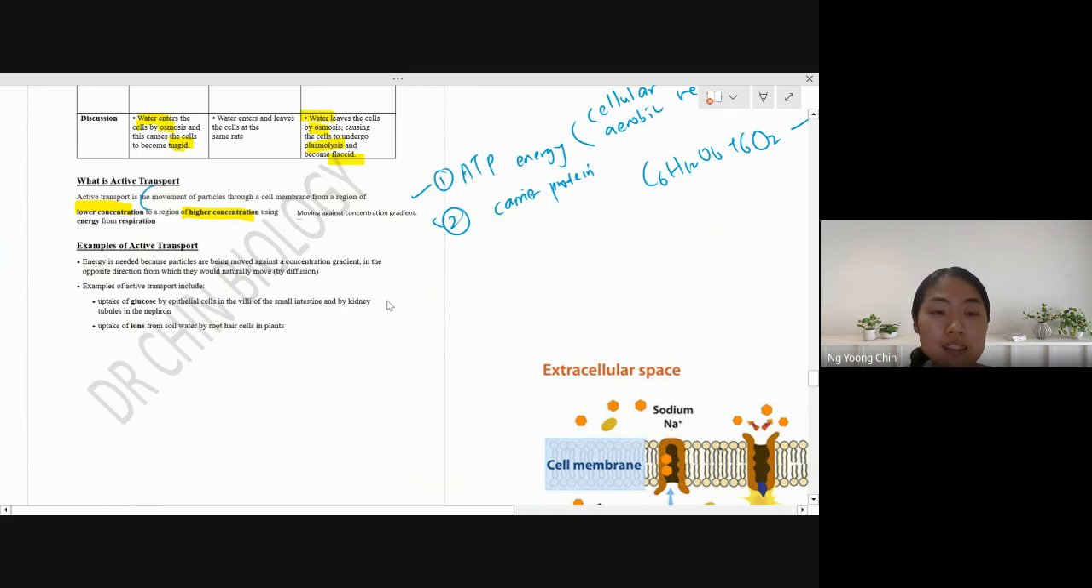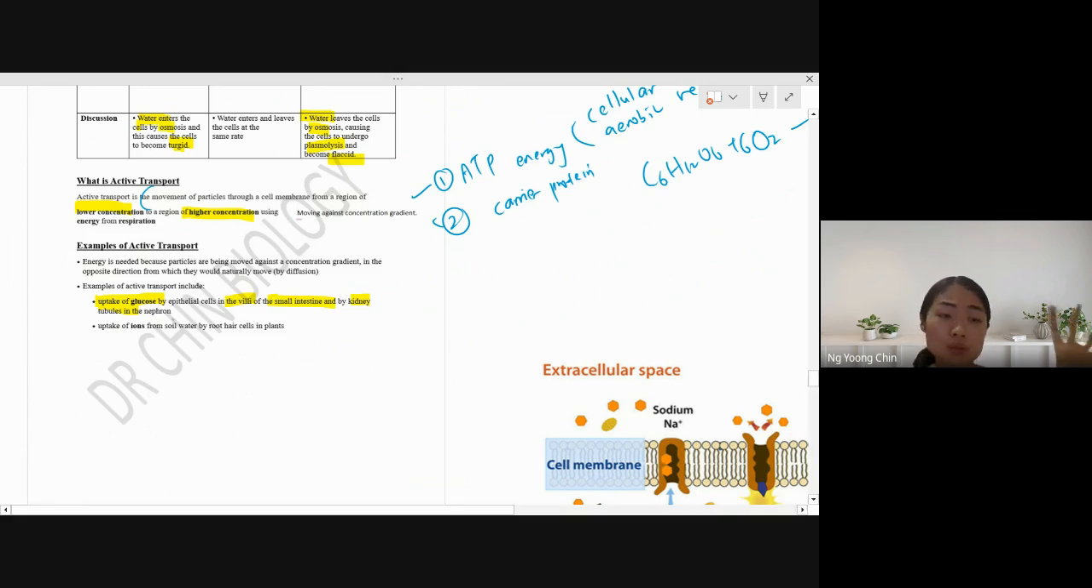Okay, in the exam, they like to ask about the applications. For example, active transport is being used in what kind of conditions? It is used in processes which require energy input, for example, uptake of glucose by the epithelial cell in the villi of the small intestine, and also the kidney tubule in the nephrons. This one you will learn about in the next few chapters.